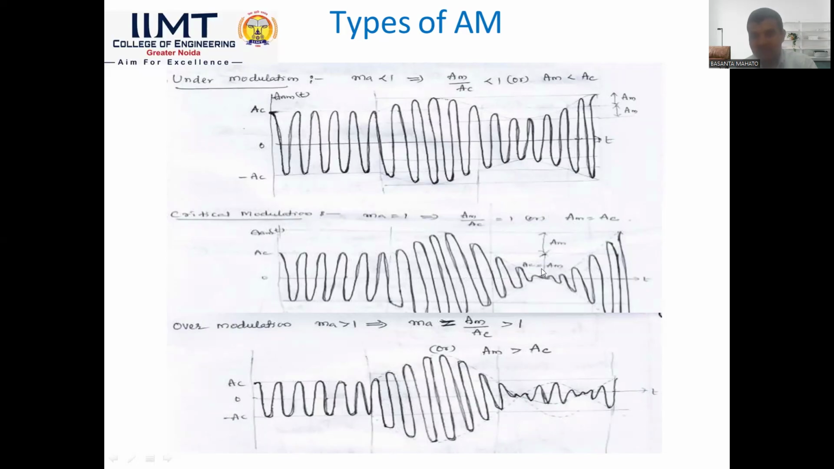Here you see 100% modulated. So now Am and Ac, the value is the same. Here the value is not exactly the same. And when Ma is greater than 1, that means some overlap portion is there.